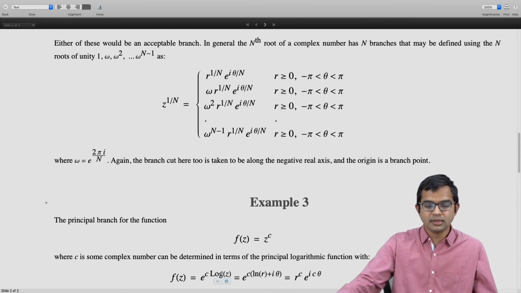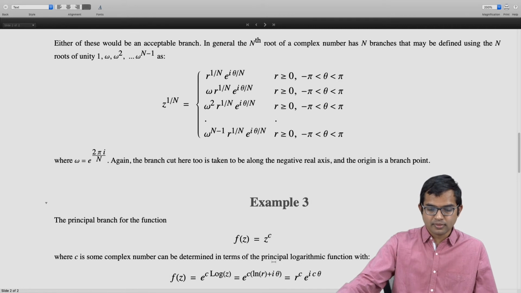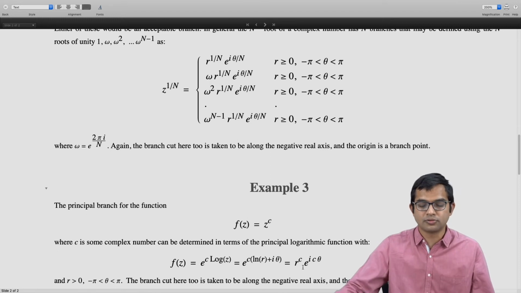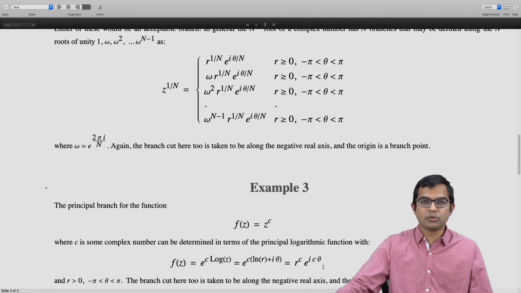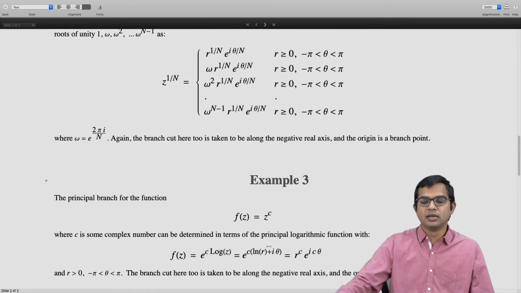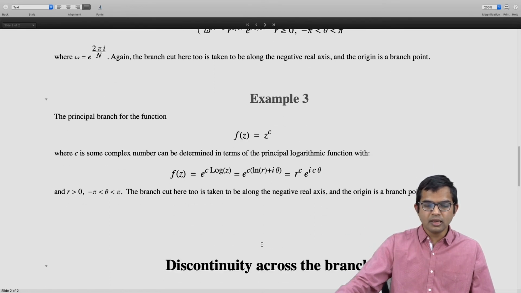and if we stick to the principal branch, then you can define this f of z to be just r to the c. R is a real number to the c, so there's no problem with that, right? So that is understood in terms of the Euler formula, and then you have e to the i c theta. So the whole point here is that we are restricting this angle to lie between minus pi and plus pi, and once again the branch cut is taken to be along the negative real axis, and the origin is a branch point.